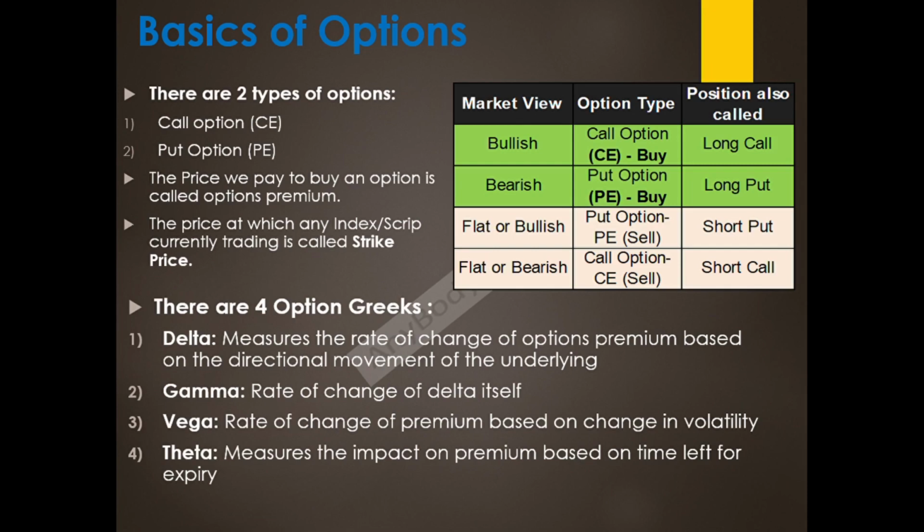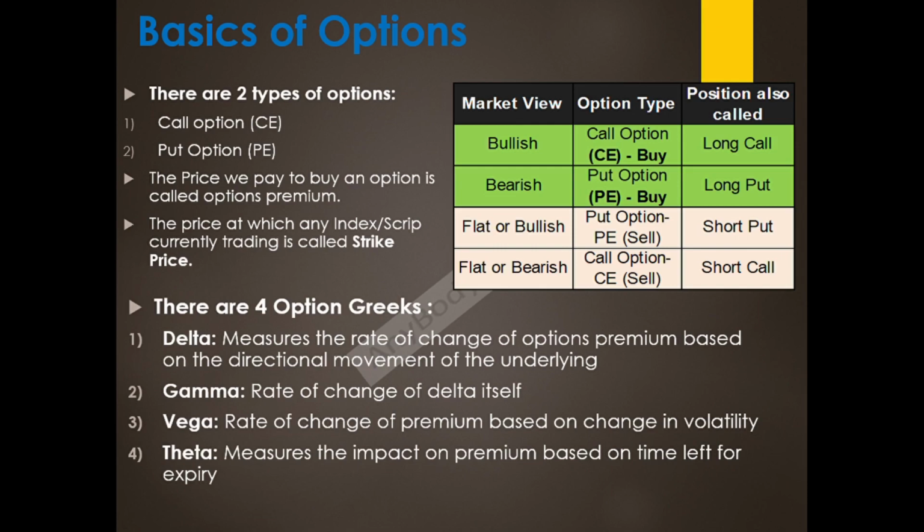Coming to option buying, you need to refer to only these two. When the market is bullish, one has to buy a call option. When the market is bearish, one has to buy a put option only. The nickname for call option buying is long call, and the nickname for bearish put option buying is long put. The price we pay to buy an option is called the options premium. For example, if I buy the 18,500 call option, I will be paying some price for it. That price is called the options premium.